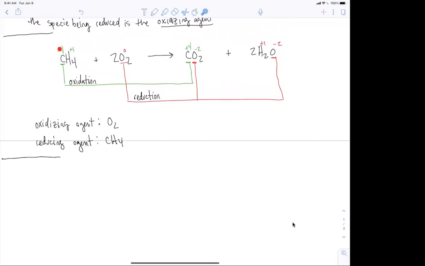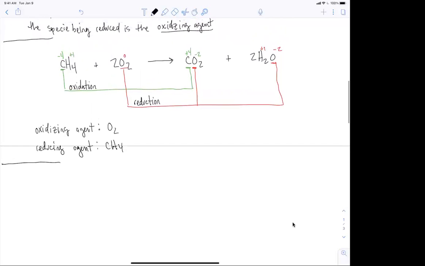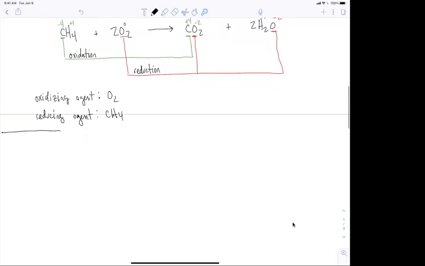That's your very first step. You need to be able to assign oxidation numbers. Step two is, be able to use some of this language, oxidizing agent, reducing agent. But then step two is learn how to do balancing of redox reactions.